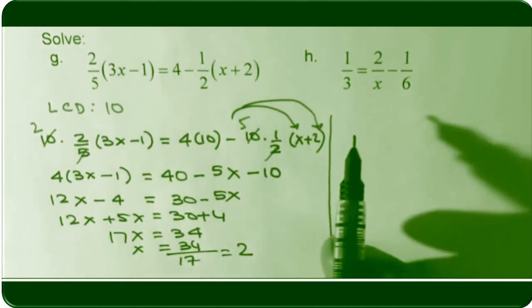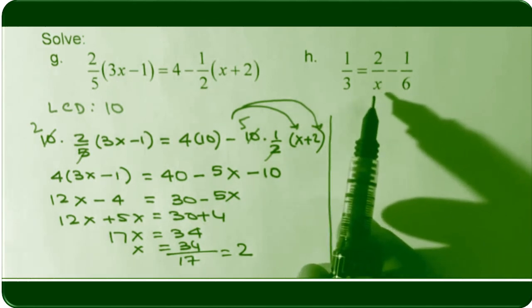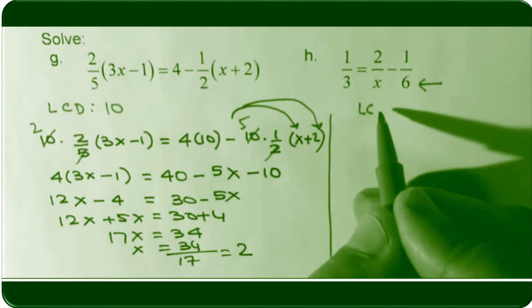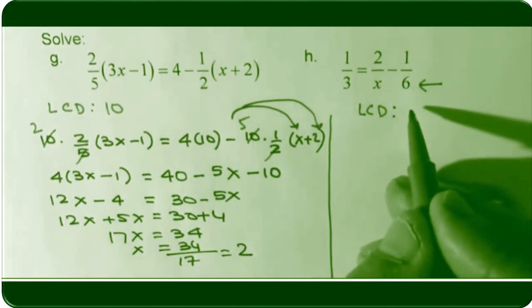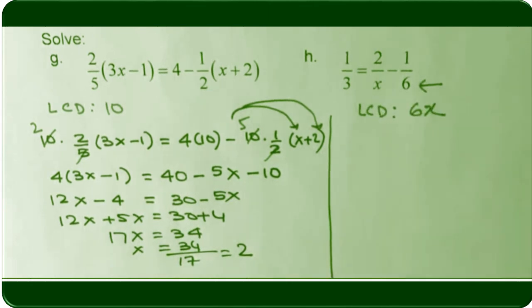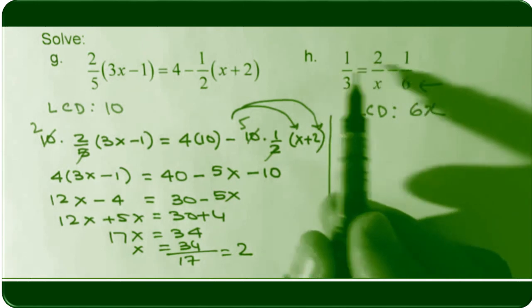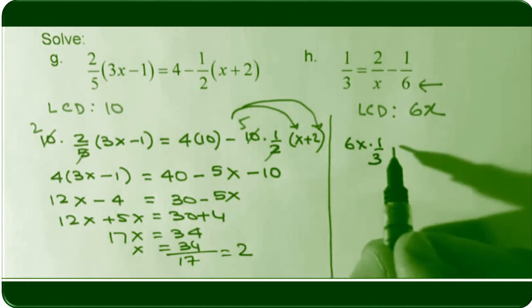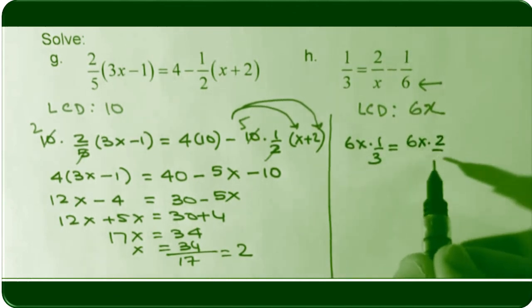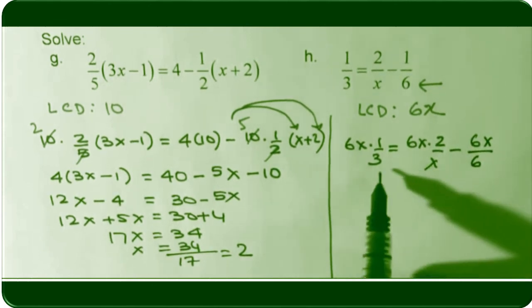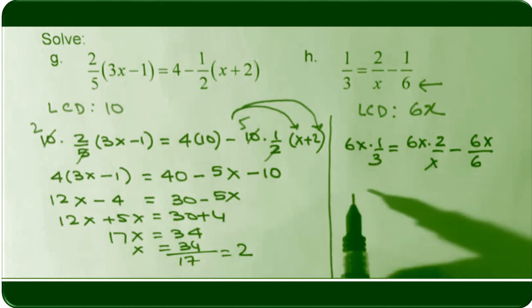Now let's take the last example. This is kind of different since you have x in the denominator. Seeing x in the denominator, what is the lowest common denominator in this case? It is 6x. So we are going to multiply each term by 6x. So we have 6x times 1 over 3 equals 6x times 2 over x minus 6x over 6. So that gives you 6 divided by 3 is 2.